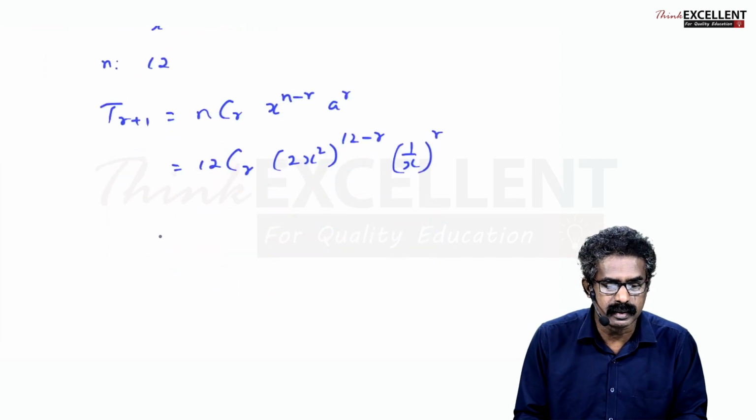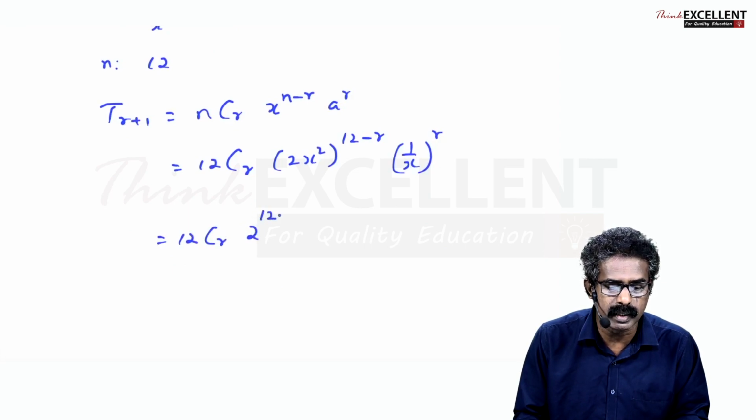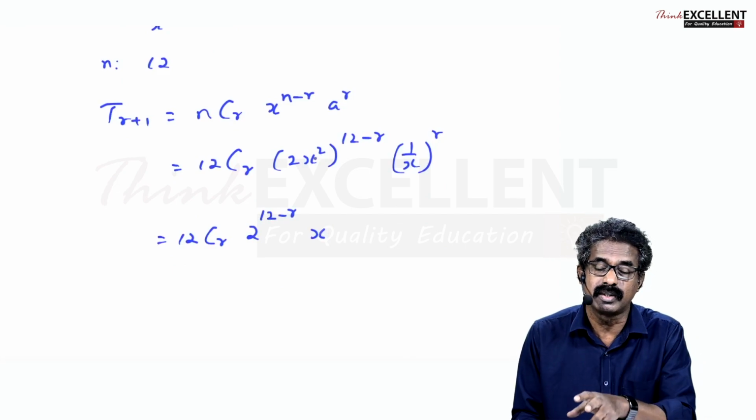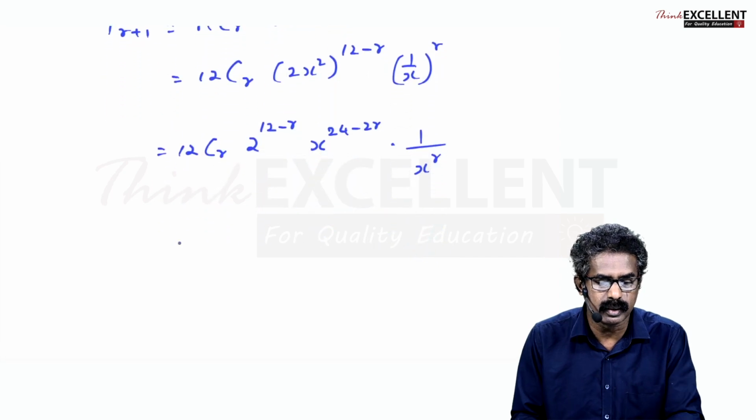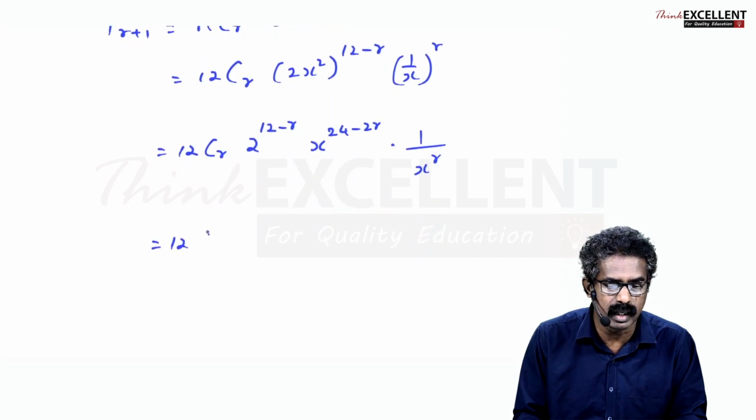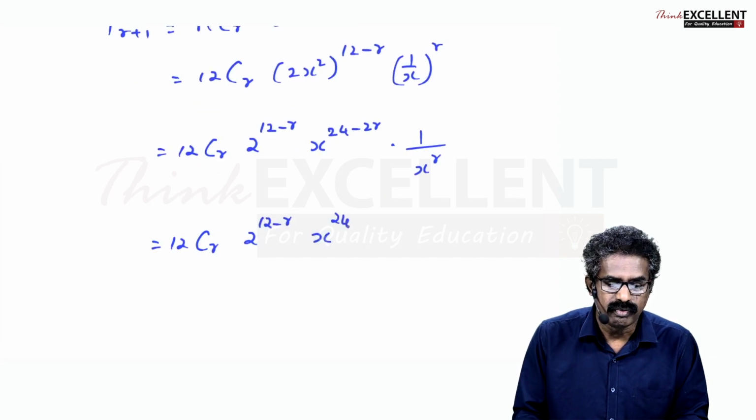So combine x terms, right? So 12CR, 2 raised to 12 minus r, x raised to 2, the power 2, x square raised to, so 2 into, multiply, 24 minus 2r. 1 raised to r is 1 by x raised to r. Now what you are getting? 12CR, 2 raised to 12 minus r, x raised to 24 minus 3r.